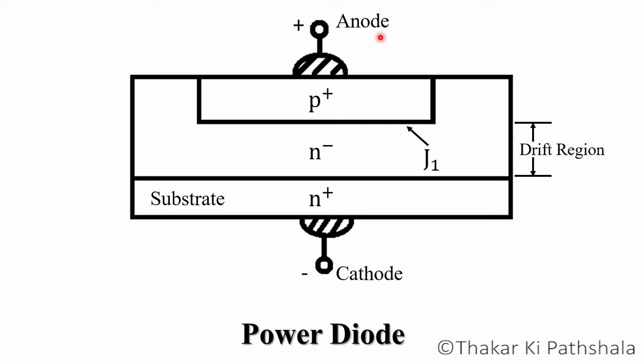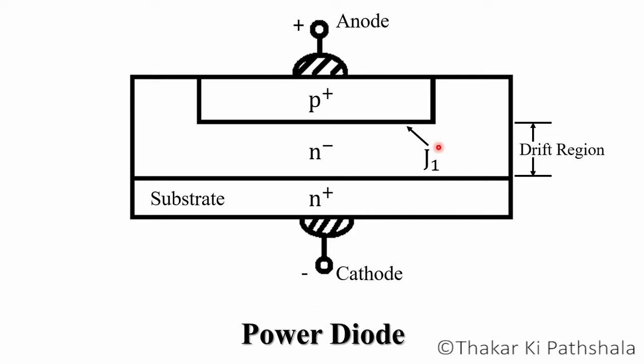The function of the N-minus layer is to absorb the depletion layer of the reverse bias junction J1. The thickness of this N-minus layer is decided by the breakdown voltage. If the breakdown voltage is high, then the thickness will be high. Here, the N-minus layer is lightly doped, or we can say it is nearly equal to intrinsic level.